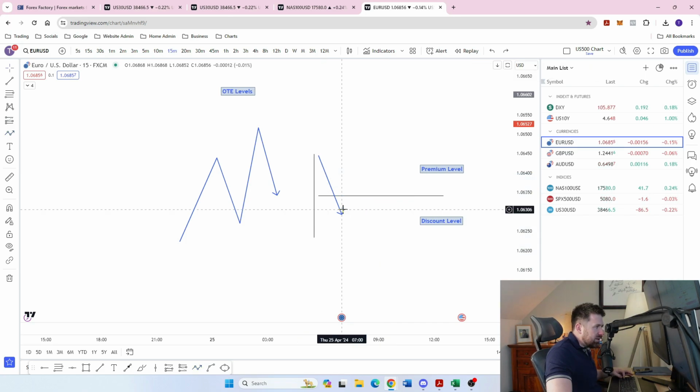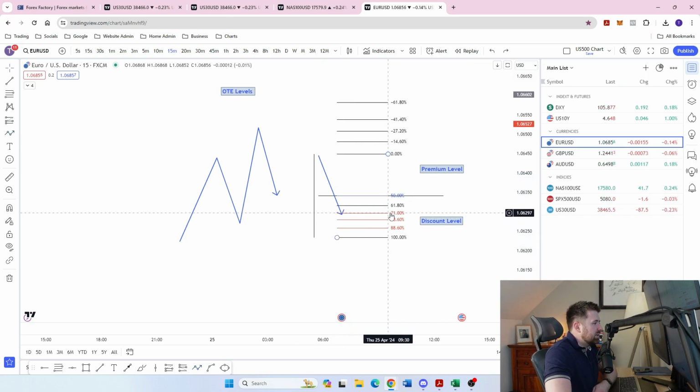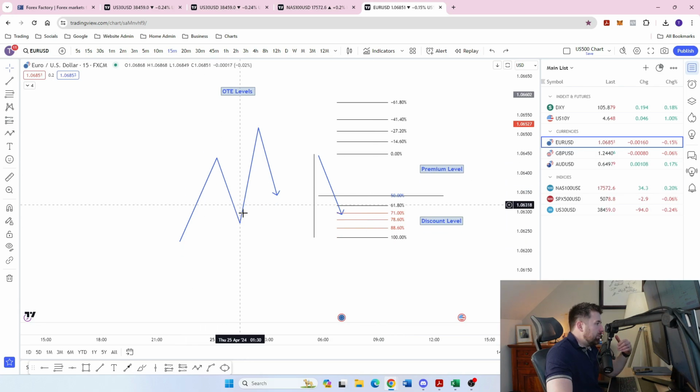Now, the only thing we utilize these red levels for, 71, 78.6 and 88.6, is because that is a very, very strong discount level, and price is known to react off of these levels. So basically, when price comes to one of these red levels here, that's a really good sign that you could potentially capitalize on these opportunities. What that means from a trading perspective, it's very, very simple.